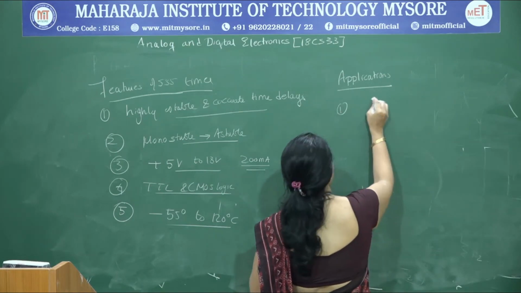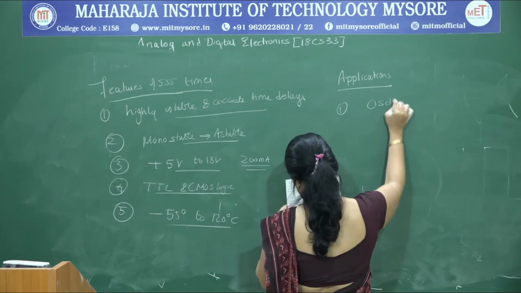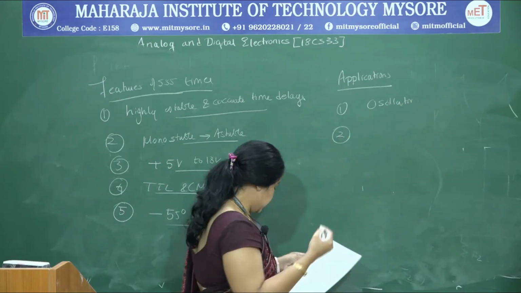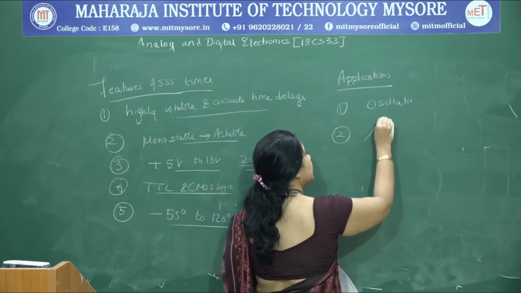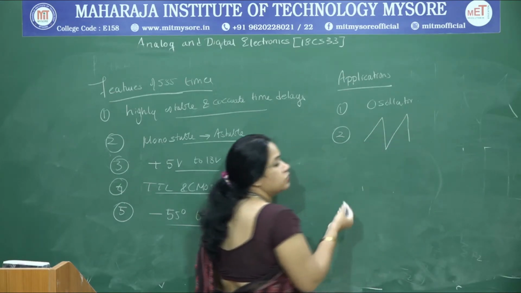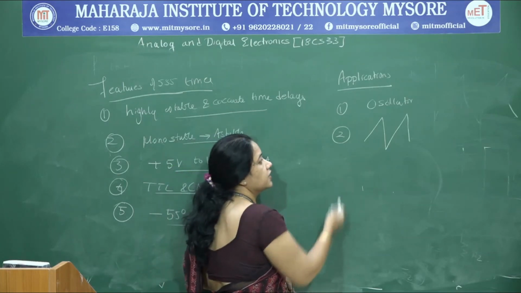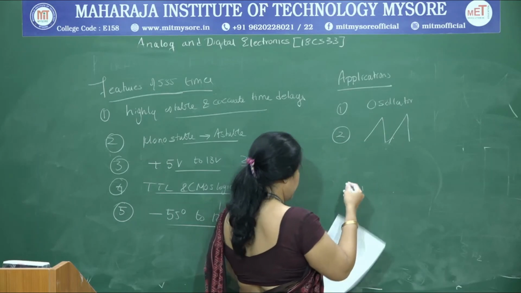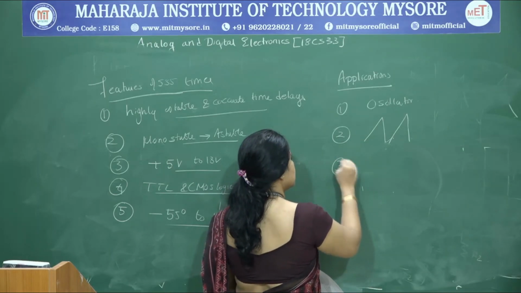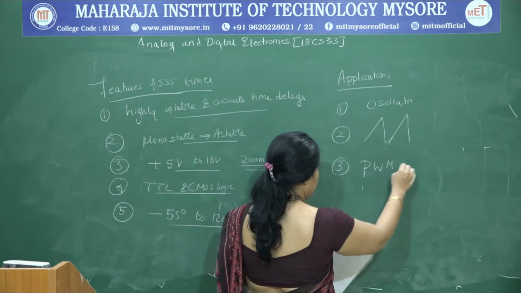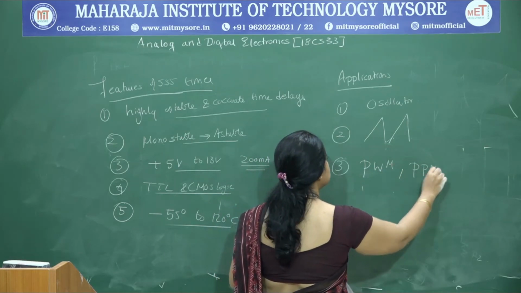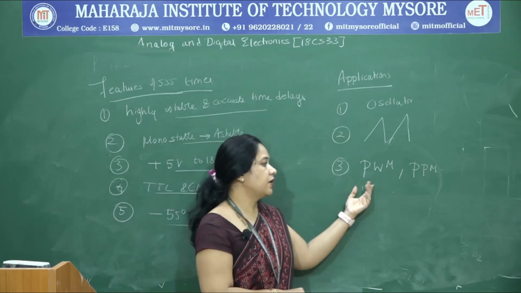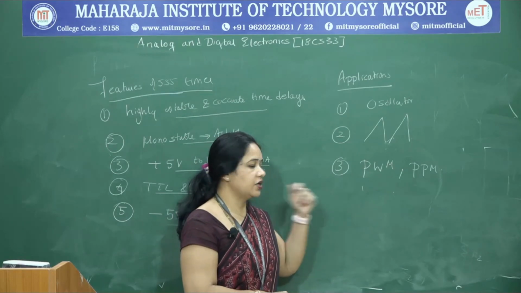So, one, it can be used as an oscillator producing free running oscillations. Then as the second, it can be used as a linear ramp generator. A ramp signal is something like this. It can also generate pulse width modulation and pulse position modulation signals, though this is beyond the scope of our syllabus. I will just make a mention of these two applications.